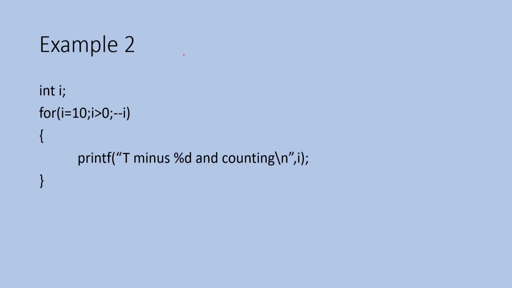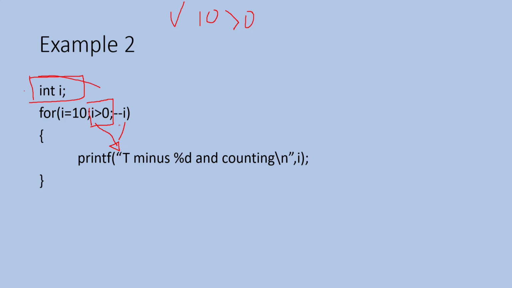So here's another example. We're going to declare I. I is going to equal 10 this time. So our condition is that I has to be larger than 0. And we're going to do a decrement operator instead of an increment operator, so we're going to be subtracting. So we're going to start at 10, and it has to be larger than 0. So this is true. And now it's going to print out t minus %d, which is I, so it's going to be t minus 10 and counting.